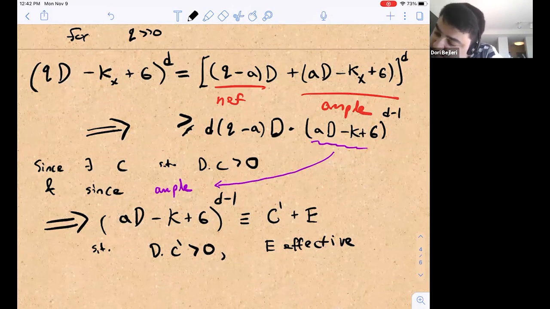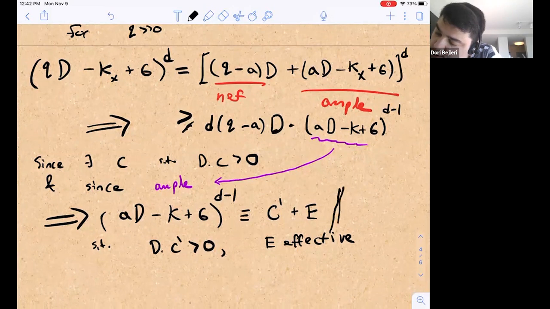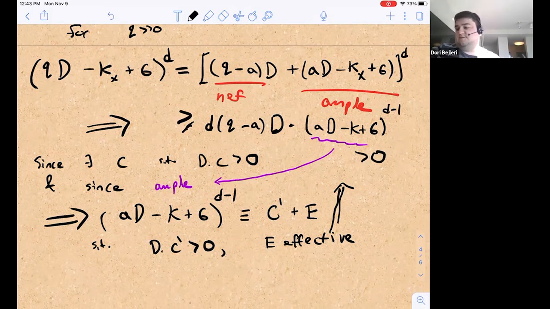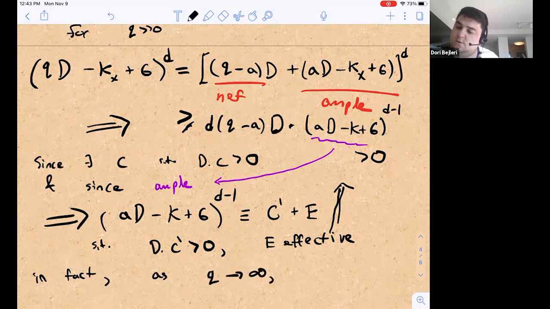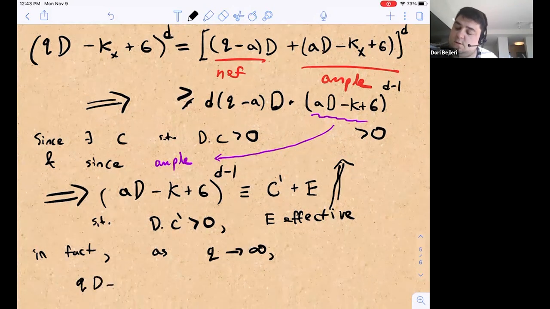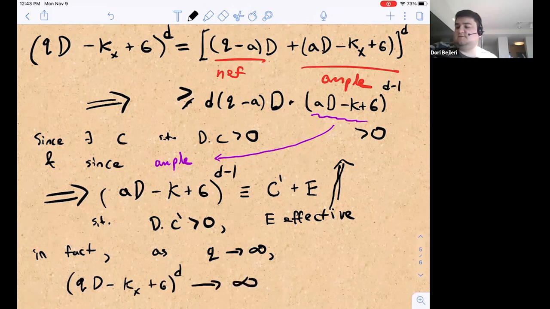So that tells us that this is strictly positive, because D dot C prime is strictly positive, and D dot E is greater than or equal to 0 because D is Neff. And it doesn't just tell us that it's strictly positive, it actually tells us that as Q goes to infinity, this whole thing goes to infinity, because we have something non-negative times this Q term.